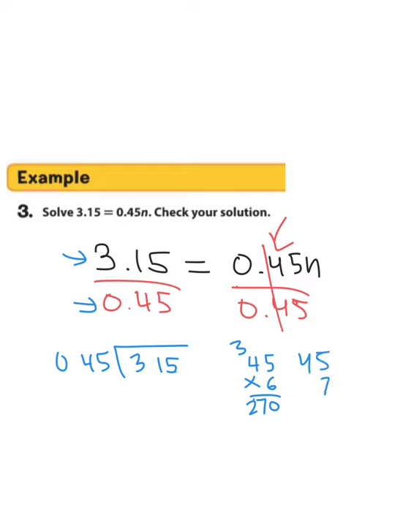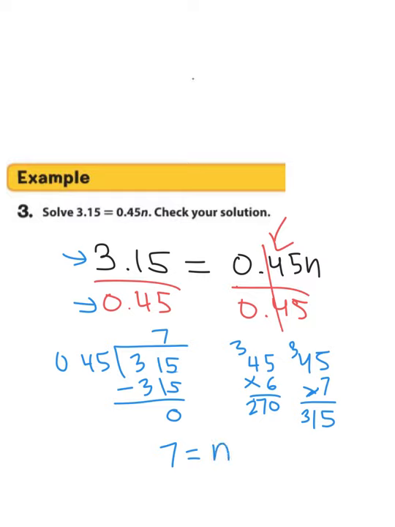45 times 7. 5 times 7 is 35, carry the 3. 7 times 4 is 28, plus 3 more is 31. So we get exactly 315. So 45 fits into 315 7 times, as you guys saw. And, of course, when you subtract, we get 0, which means that we are done. All right, so 7 is equal to the value of n.